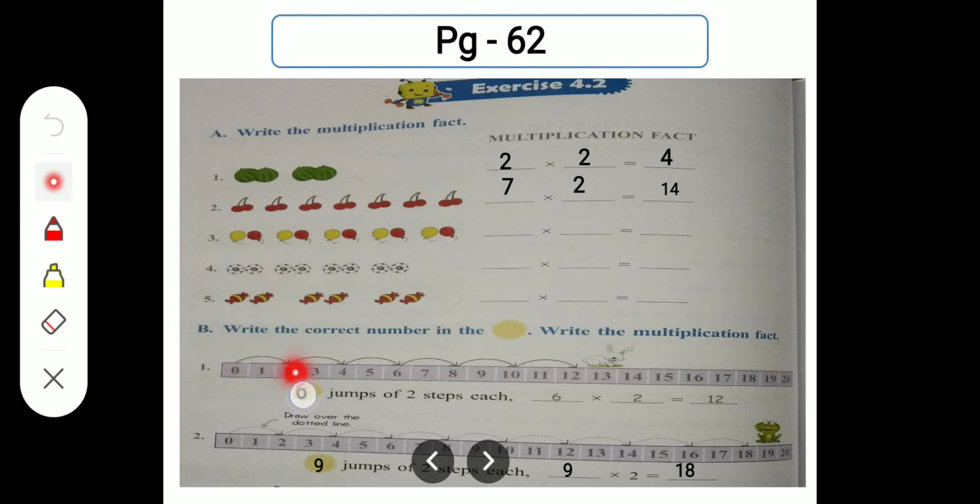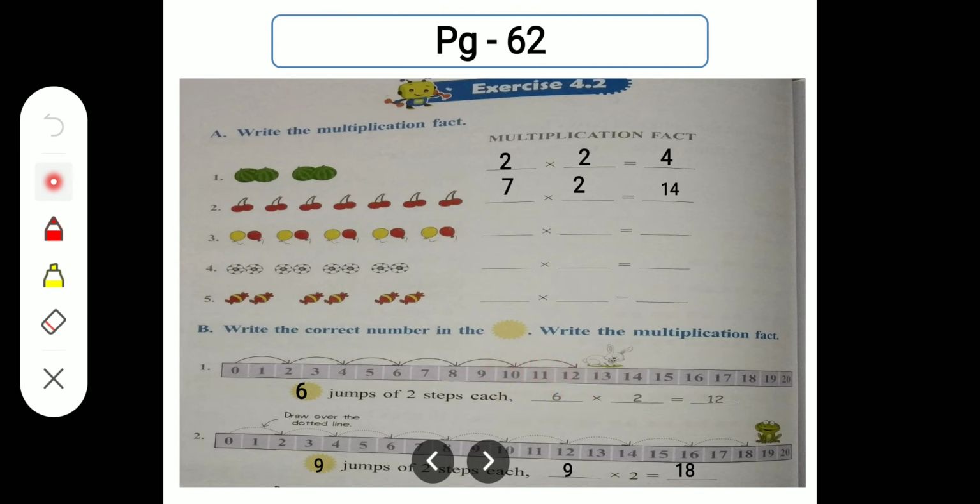1 jump, 2 jump, 3 jump, 4 jump, 5 jump, 6 jumps. So, 6 jumps of 0 to 2, 1 step, 2 to 4, 2 steps, 4 to 6, 3 steps, 6 to 8, 4 steps, 8 to 10, 5 steps, and 10 to 12, 6 steps.